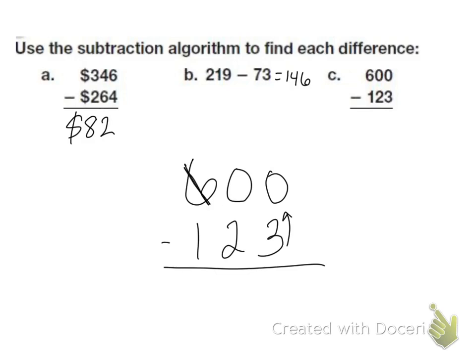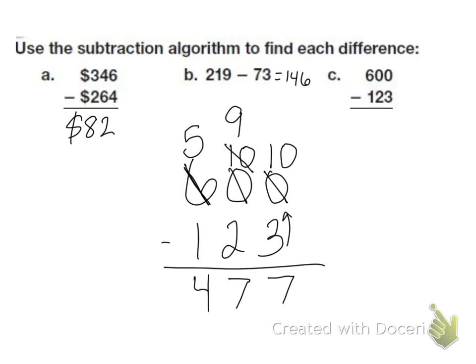And I'm going to borrow 100, so 6 becomes a 5, to make 10 tens. And then I need to borrow one of those tens and change it into 10 ones. Okay, so now I can subtract. 10 minus 3 is 7, 9 minus 2 is 7, and 5 minus 1 is 4. So my answer is 477. Okay, so if you have 0 tens, make sure you go over to the hundreds place to borrow. Okay, and that's it for this lesson.